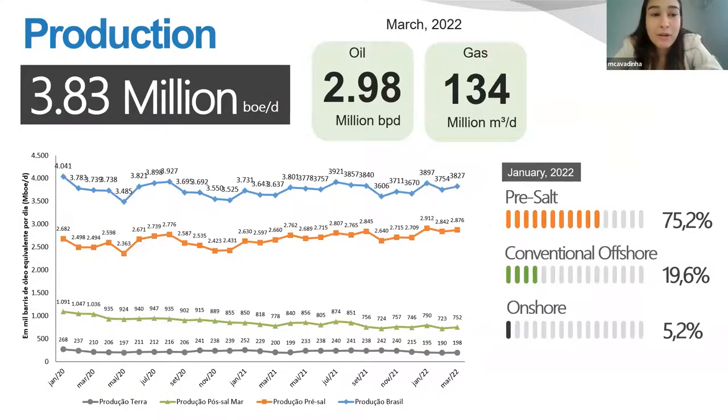And the production is around 4 million barrels per day, 3.8 million of oil equivalent. Regarding the oil, we have more than 3 million barrels per day and 134 million cubic meters per day of gas. And here in this graph, we can see the division among the environments that I mentioned. Of the total production, 75% is coming from the pre-salt fields. Around 20% is coming from conventional offshore, and 5% is coming from the onshore basins.